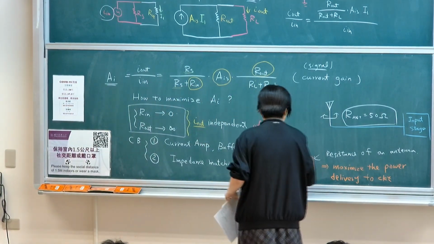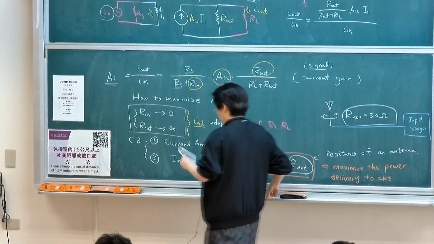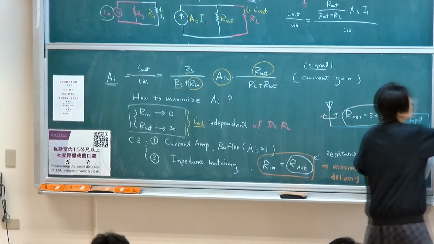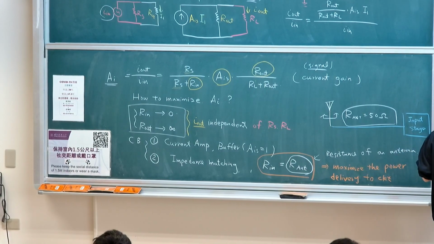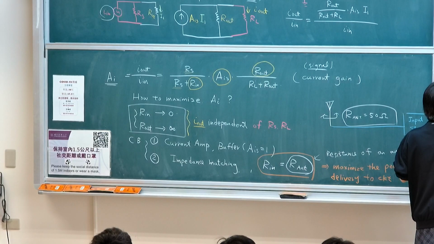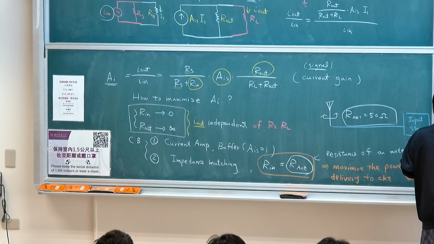So let me write it down. The key features for a common base stage: it has two features. It typically has low Rin. And the second thing is that it's adjustable.